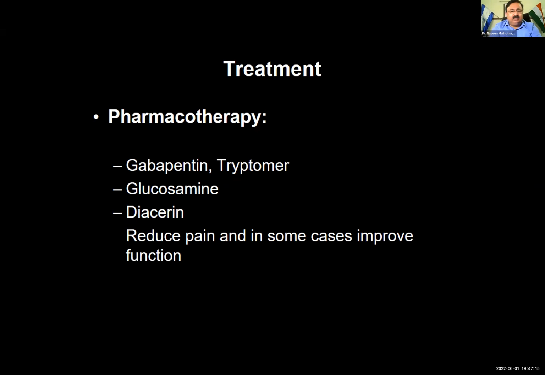Some glucosamine and diacerein combinations are used for some period of time, and they have been shown to reduce pain and in some cases improve function also.